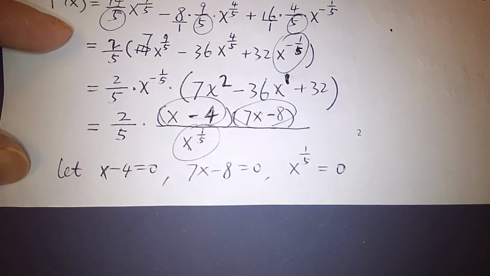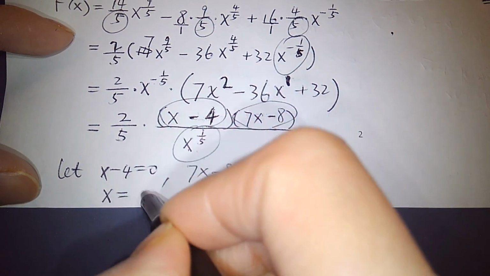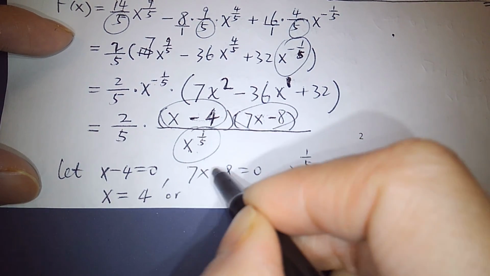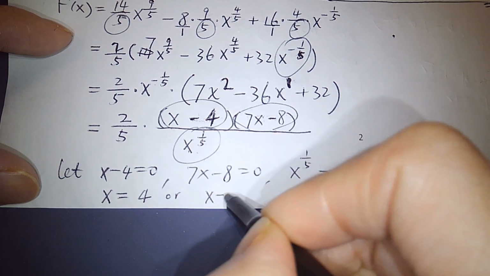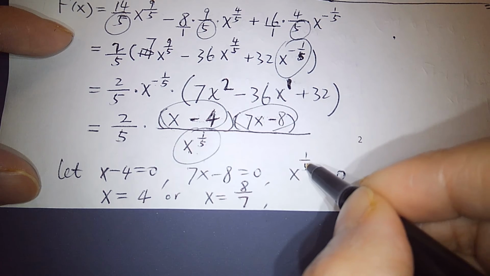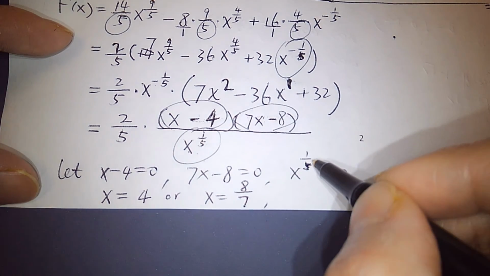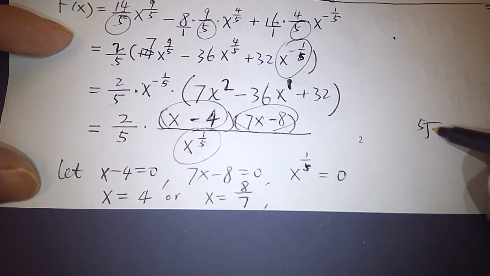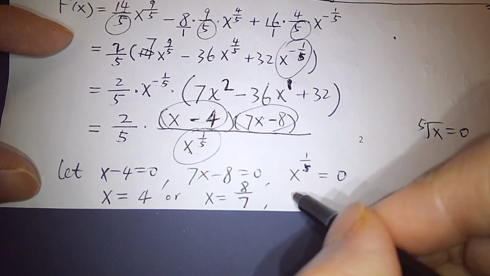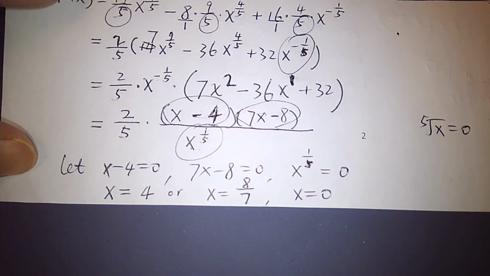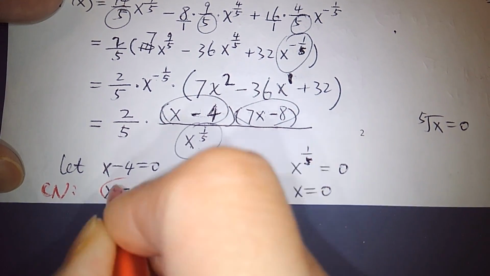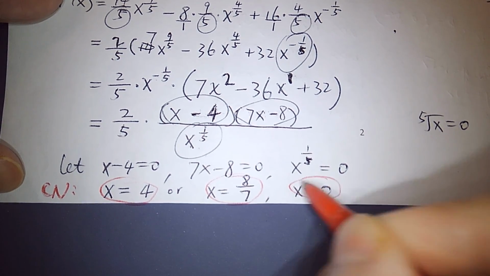Let's solve for the x values. x equals 4 is one. 7x minus 8 equals 0, x will be 8 over 7. What value of x will make the 5th root of x equal 0? Well, x equals 0. So the critical numbers are 4, 8 over 7, 0.